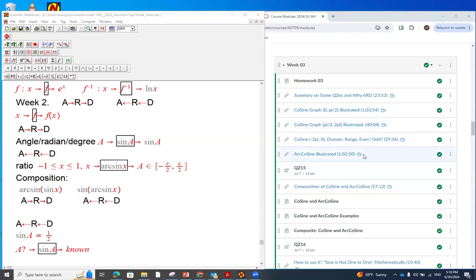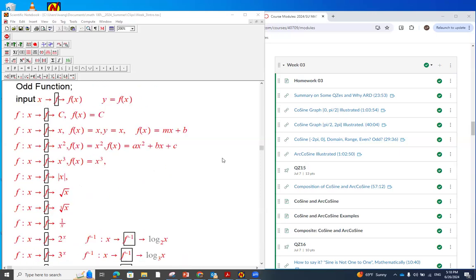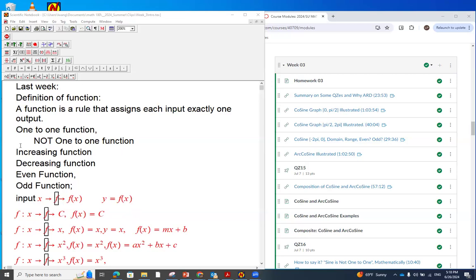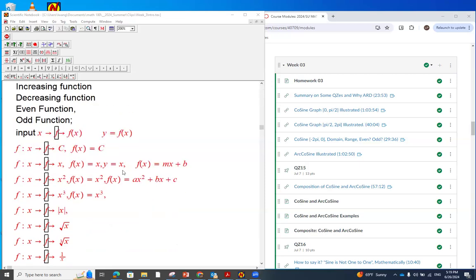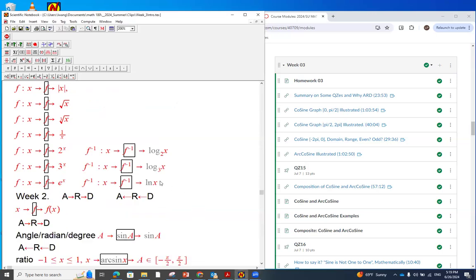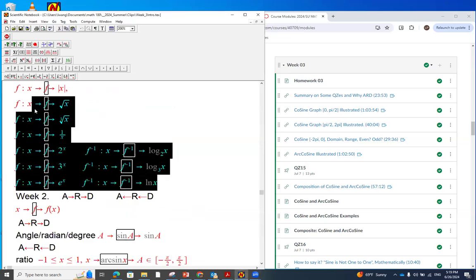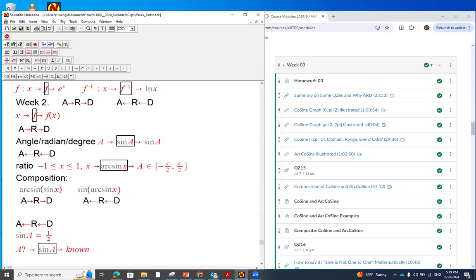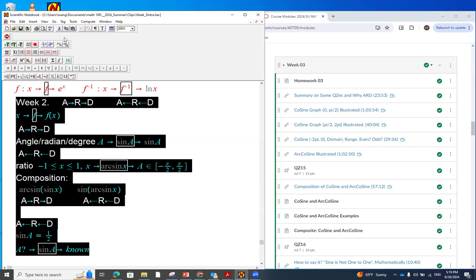In week three, we actually continue the same theme as we did in week two and week one, okay? Which is that we start with the function. We still want you to be aware of the definition of function, one-to-one function, increasing, decreasing, even, odd. And we did all of these functions in week number one. In week number two, we did the sine function, right? ARD, DRA. Week three is pretty much repeating the same theme.